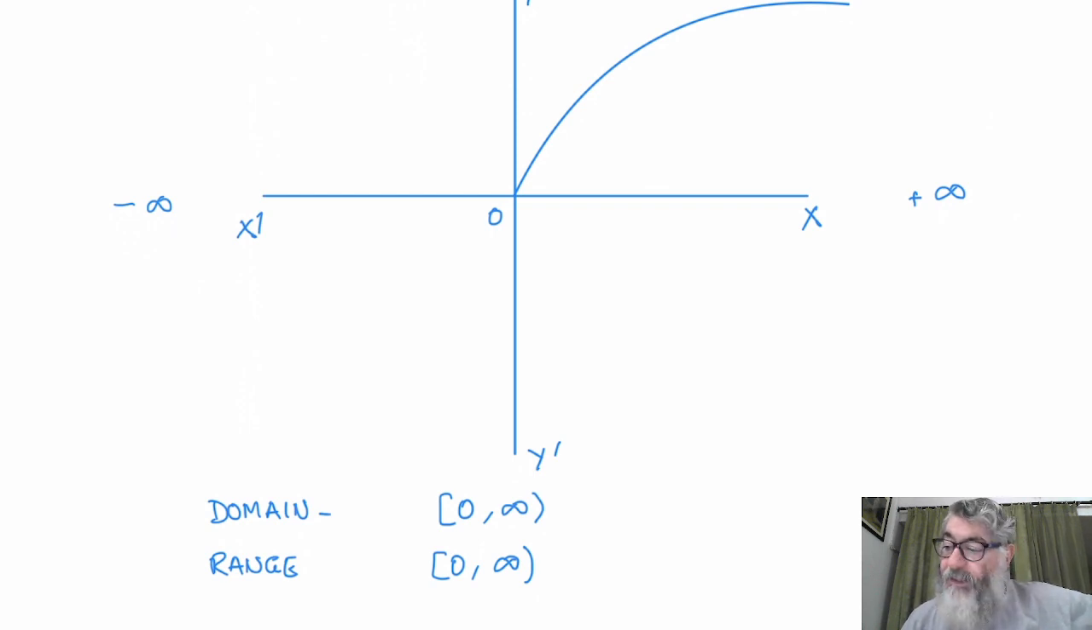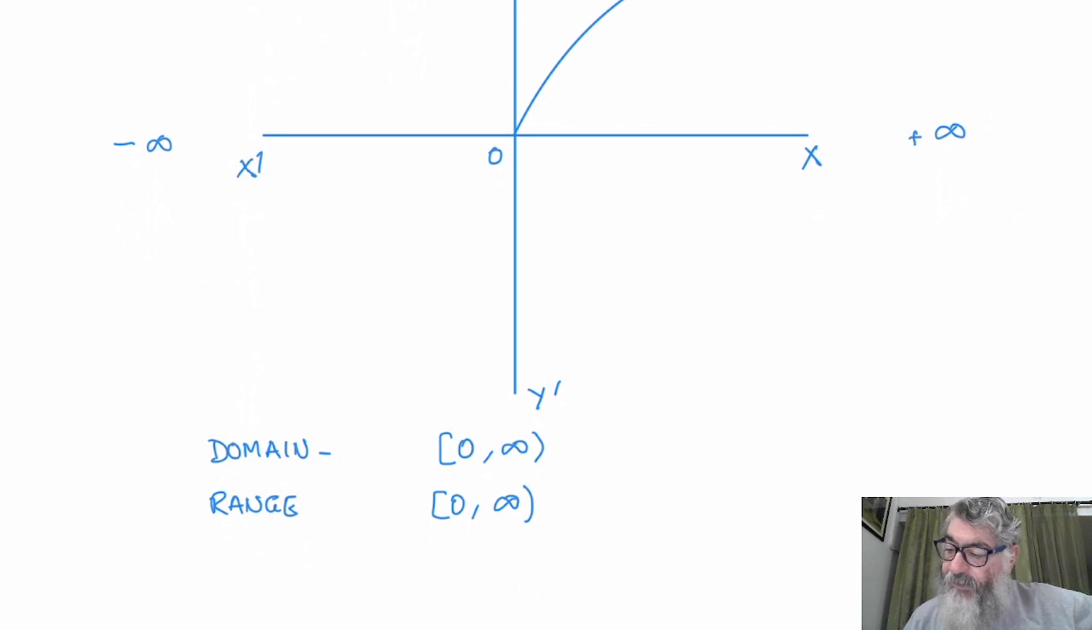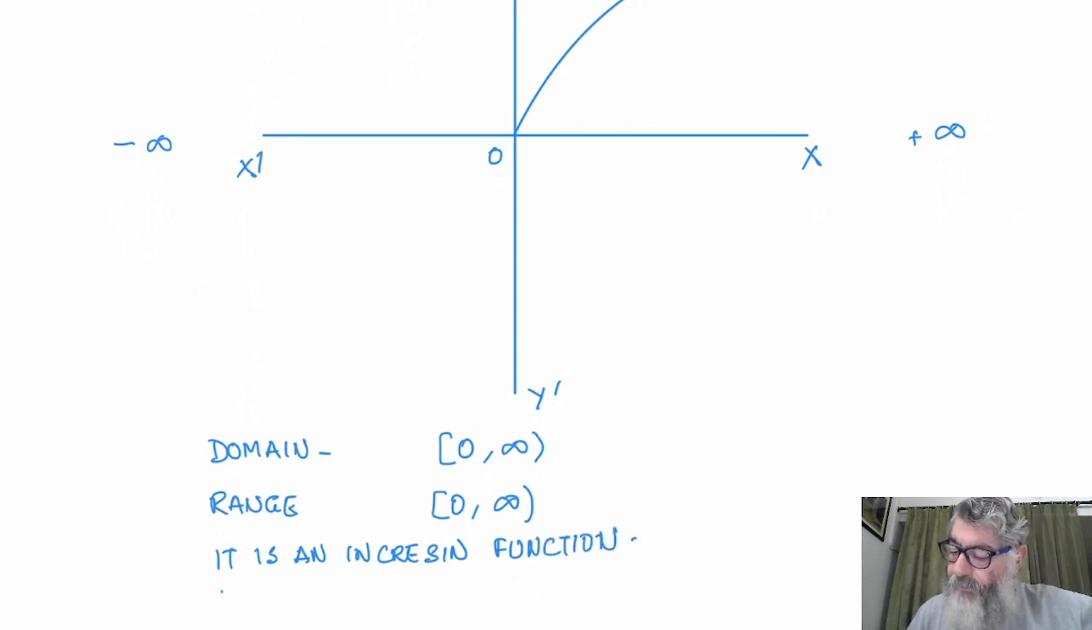Now it's an increasing function. If you look from left to right, it is an increasing function. It is not periodic, because it is not repeating itself. It is not bounded.